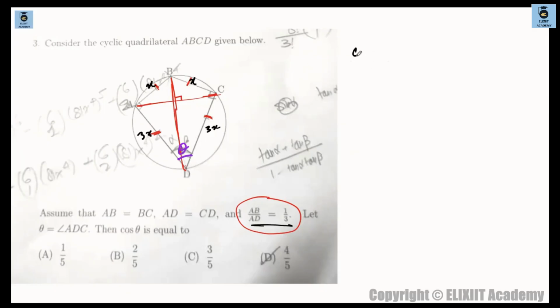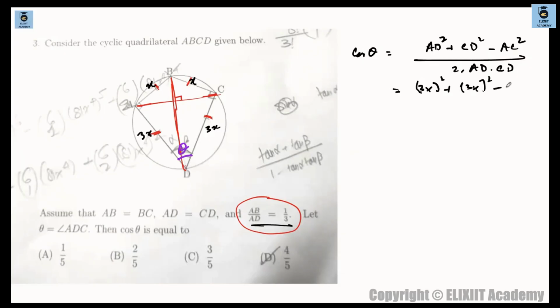So cos of theta will be AD square plus CD square minus AC square, divided by 2 times AD times CD. Now, what is AD square? We have 3x square plus 3x square, minus AC square, and below we have 2 times 3x into 3x, right? So after simplification, we'll have 9x square plus 9x square, which is 18x square, minus AC square, and then divided by similarly 18x square.